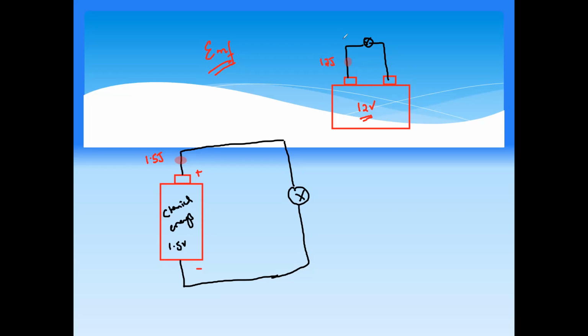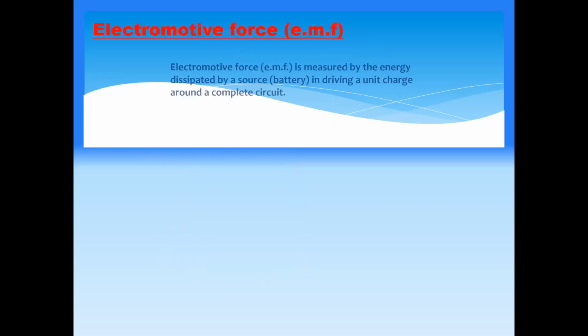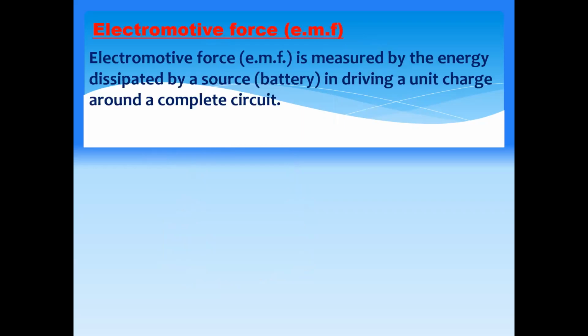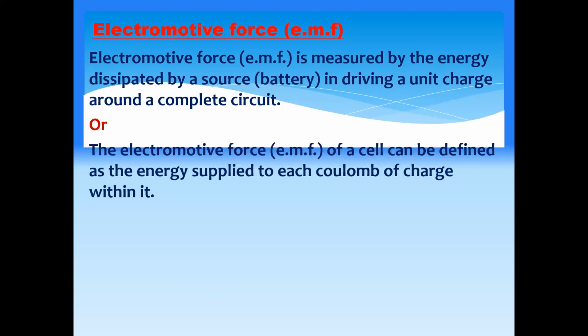So electromotive force, or EMF, is basically work done on unit charge, or the energy supplied to the charge to move the charge around the circuit. Electromotive force is measured by the energy supplied by a source or a battery in driving a unit charge, or 1 coulomb of charge, around a complete circuit. Or we can also say the electromotive force of a cell can be defined as the energy supplied to each coulomb of charge within it.